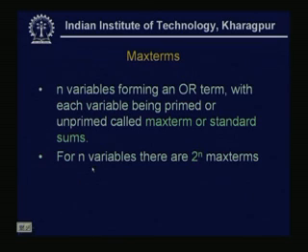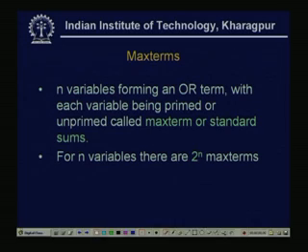Now, we similarly define the max terms. So, n variables forming an OR term, with each variable being primed or unprimed, is called a max term or standard sum. In the min term, the operator was AND, the dot. The min terms are defined so that each variable, primed or unprimed, meaning complemented or uncomplemented, is operated on by the dot operator. Here the dot is replaced by plus, meaning AND is replaced by OR, and similarly the terms are defined as a sum, or the max term. Here also, for n variables there are 2 to the power n max terms.